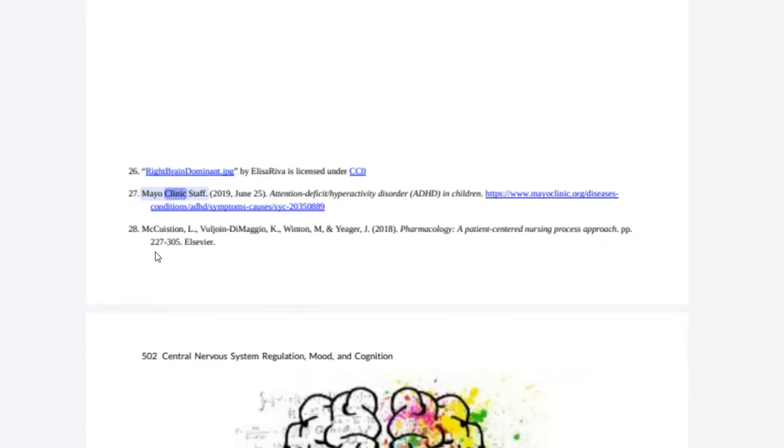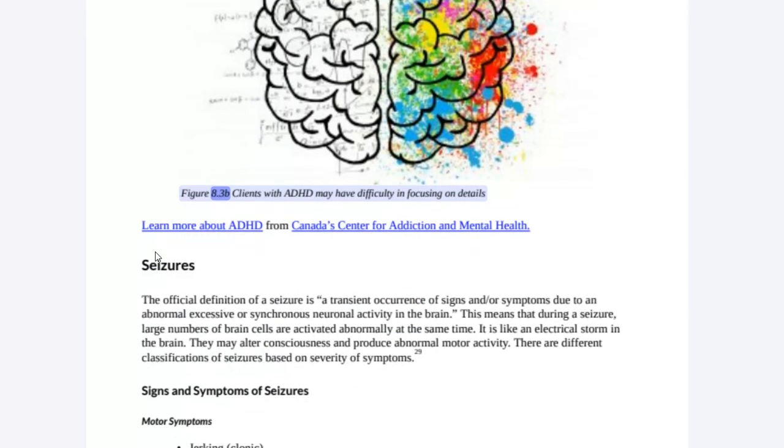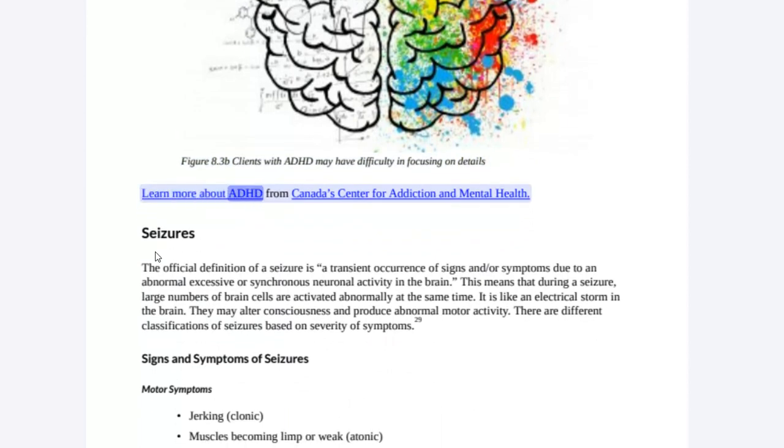27. Mayo Clinic Staff, Attention Deficit Hyperactivity Disorder in Children. Figure 8.3b: clients with ADHD may have difficulty focusing on details. Learn more about ADHD from Canada's Centre for Addiction and Mental Health.